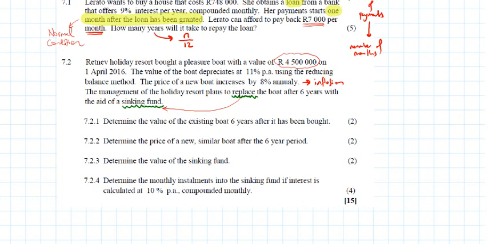And the second is what is the price of a new, similar boat. So see, that's the new boat. That's the compound interest formula, because of inflation, the boat prices will increase. And the first one we will be using the reducing balance formula, basically depreciation. Okay, let's check the memorandum.